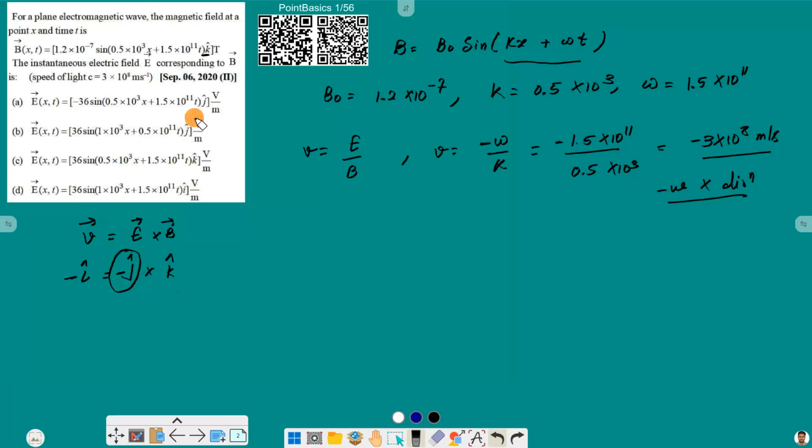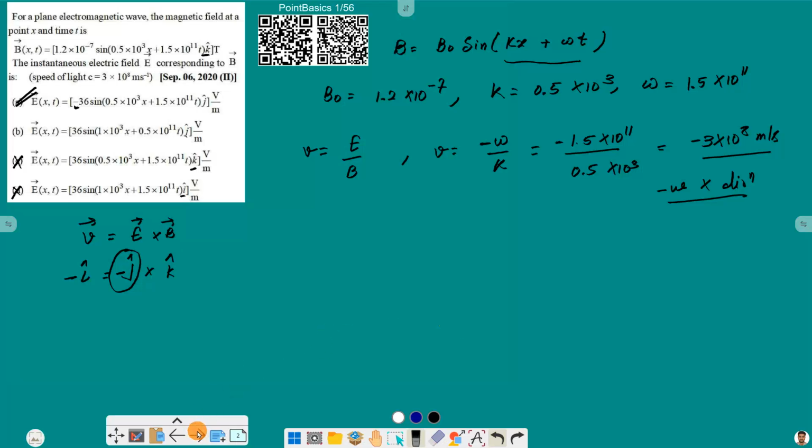So here this is j, this is k, and this is i. So both options C and D get cancelled, and it must have a negative sign here. So this is the negative sign. So option A will be the right answer for this question. Hopefully you understood it well, and best of luck.